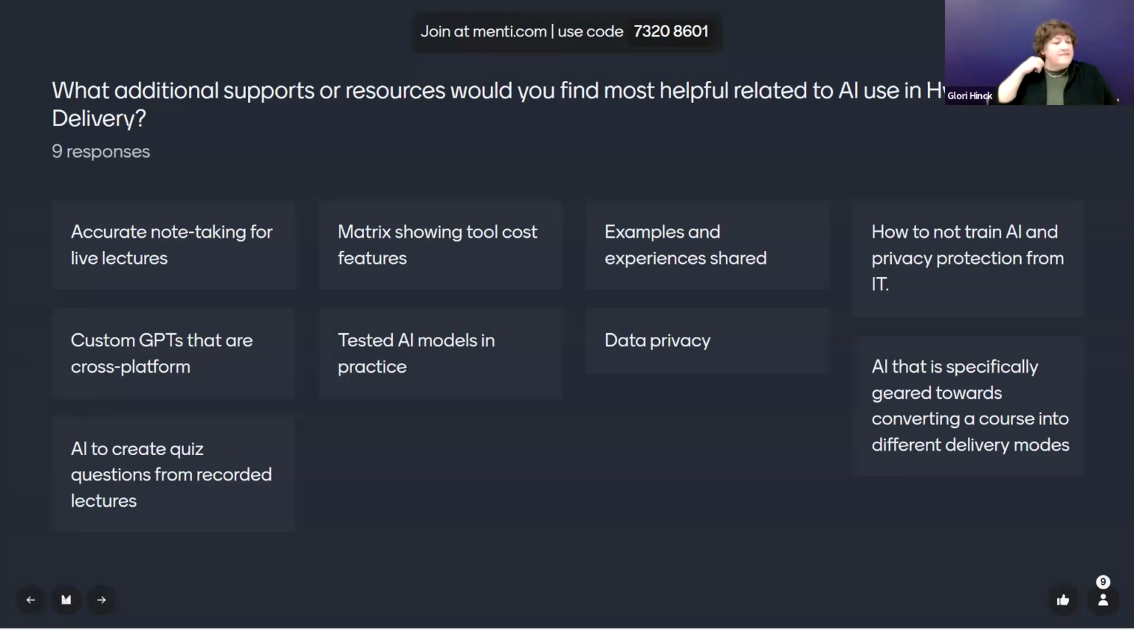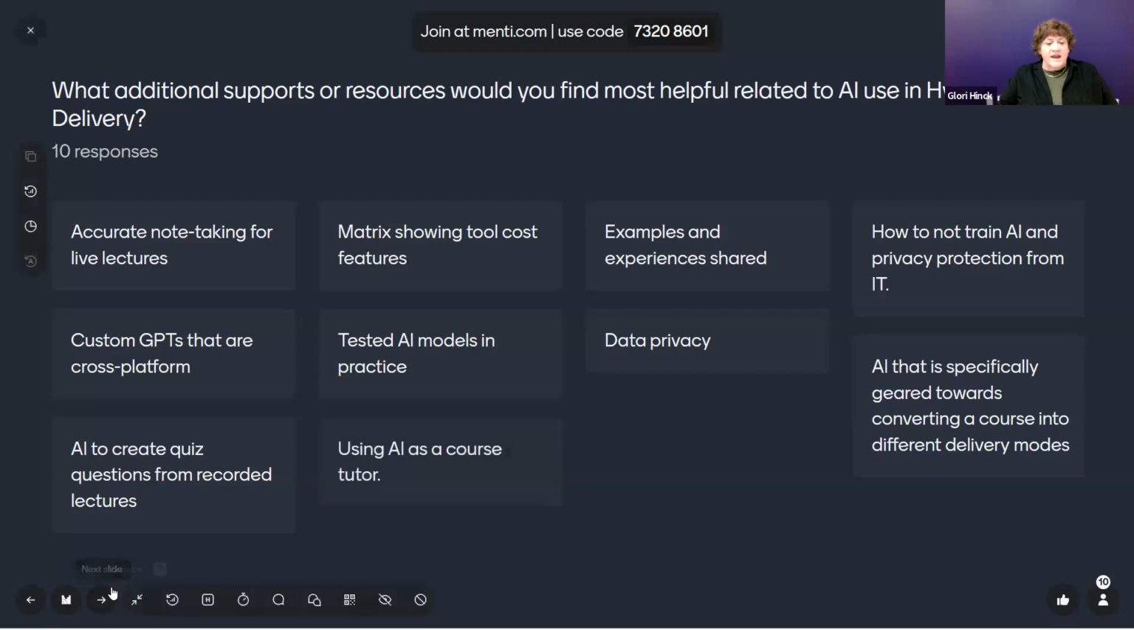I don't have it in this presentation, but I actually did use AI to create quiz questions from recorded lectures. So we could chat about that in a bit more detail if we get some time towards the end. Otherwise, I can share that with you. All right, all good, helpful things for us to know. AI as a course tutor. Great.